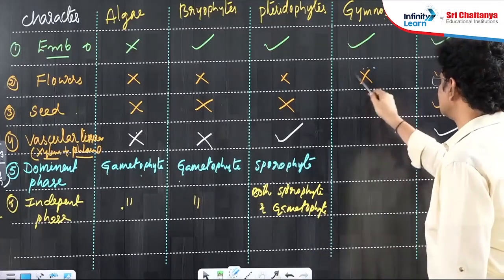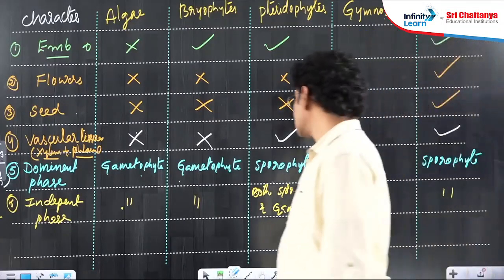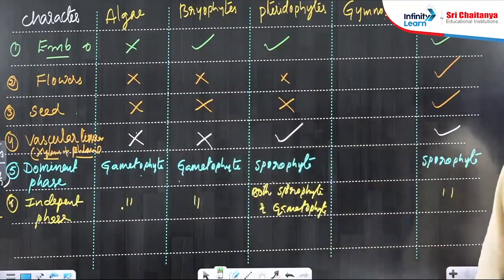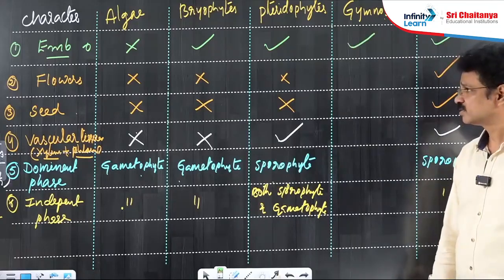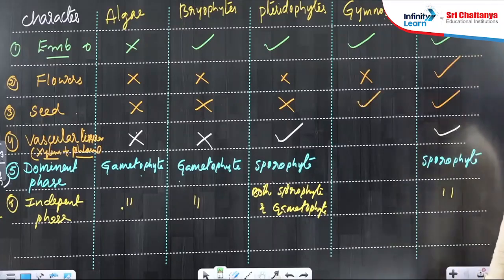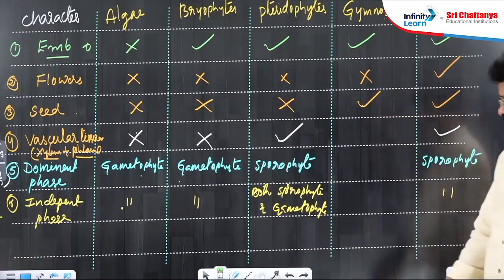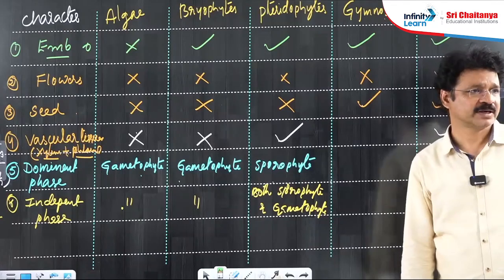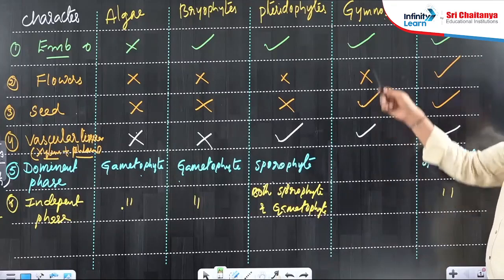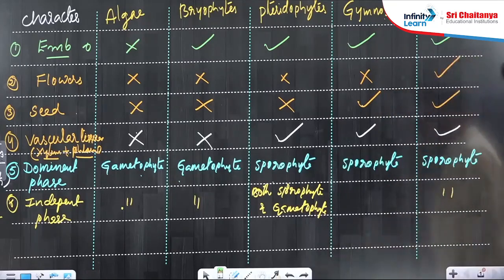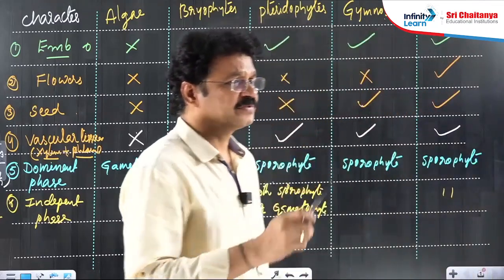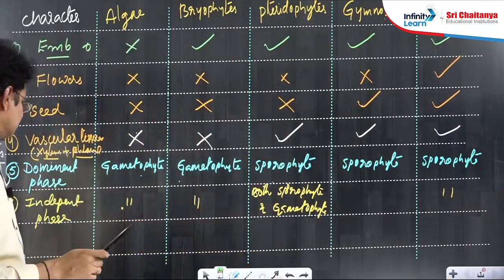First of all, you have to scan all these concepts given under the column of gymnosperms. Tell me, what about the embryo in gymnosperms? Present. Flowers absent. Seeds present. What about vascular tissues? Yes, vascular tissues also present. What is the dominant phase in the life cycle of gymnosperms? The sporophyte. What is the independent phase, meaning the photosynthetic, food preparing or autotrophic phase? Sporophyte.